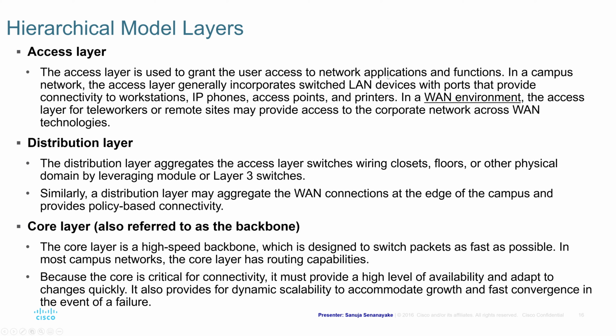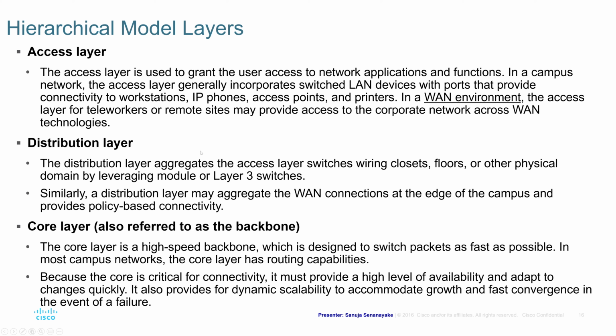If we look at them in a little bit more detail, the access layer is used to grant the user access to network applications and functions. In a campus network, the access layer generally incorporates switch LAN devices with ports that provide connectivity to workstations, IP phones, access points, and printers. In a WAN environment, the access layer for teleworkers or remote sites may provide access to the corporate network across WAN technologies.